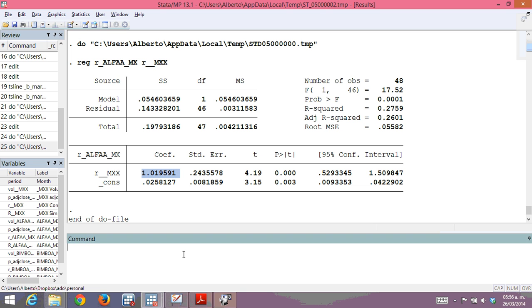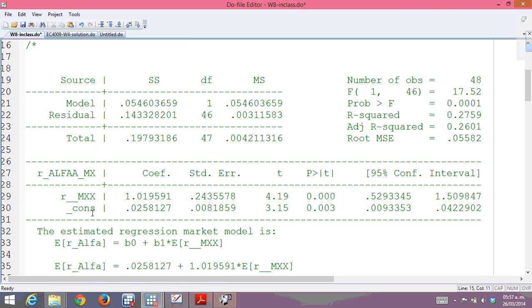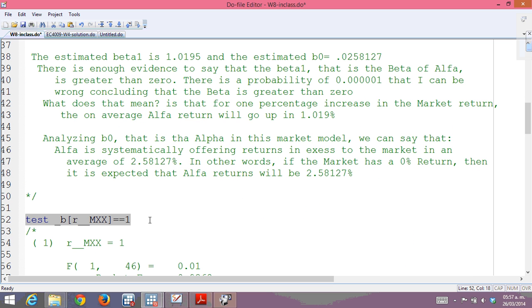Okay, in a market model, what I'm interested in is learning if the market beta of the stock is significantly different than 1. In this case, the traditional regression output does not show me that. This p-value corresponds to the null hypothesis, whether or not the beta coefficient is equal to or different than 0. Then if I want to know how statistically significantly different than 1 it is, what I have to do is run the test command.